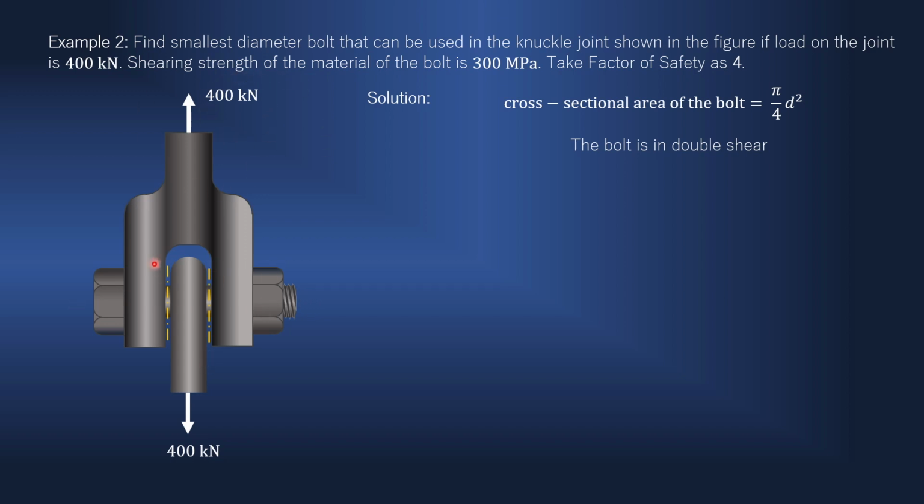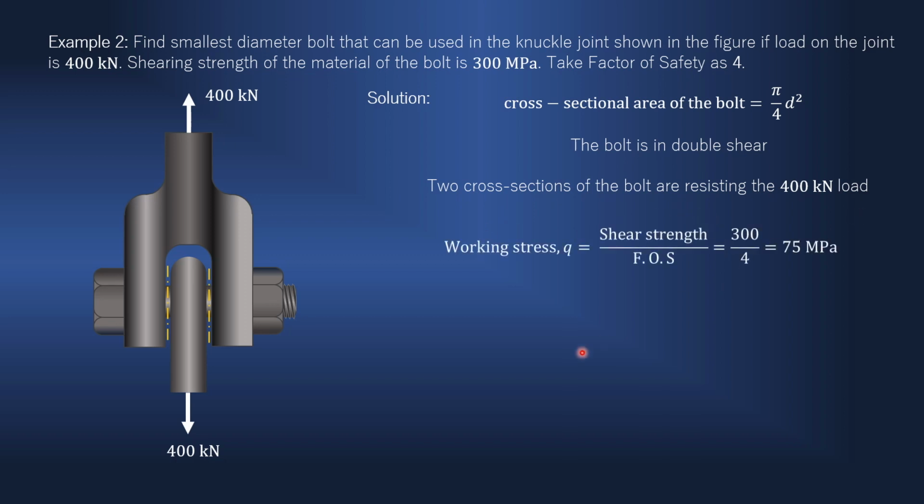But if you watch the joint very carefully, two cross sections of the bolt are resisting this 400 kilonewton. So we say the bolt is in double shear. Okay. So two cross sections of the bolt are resisting 400 kilonewton load.